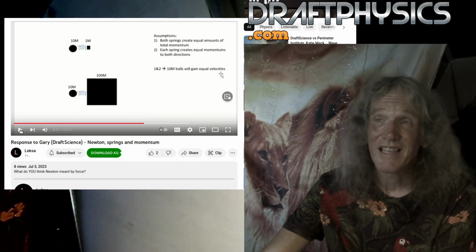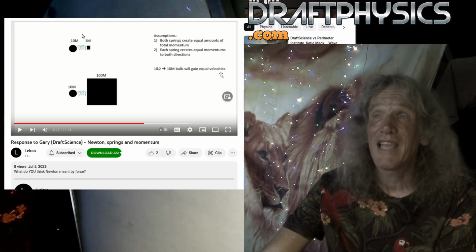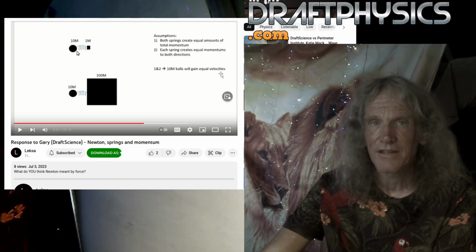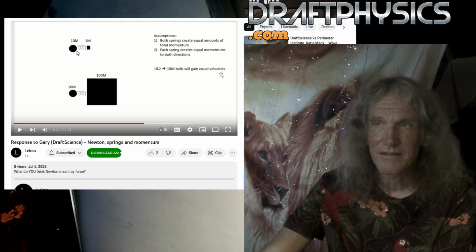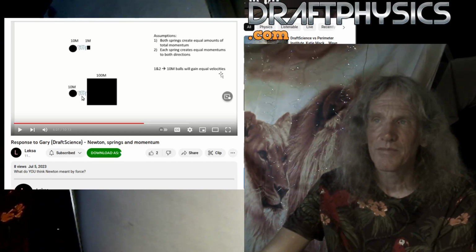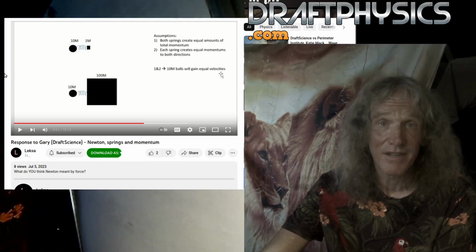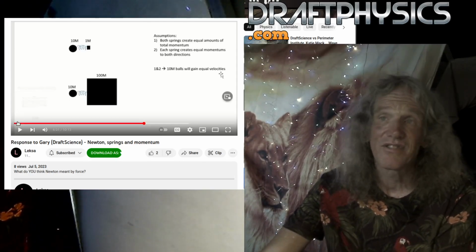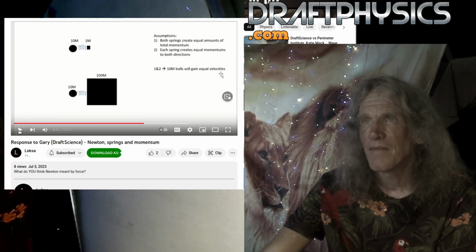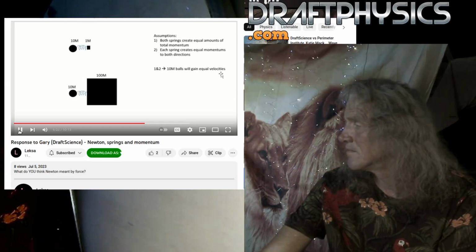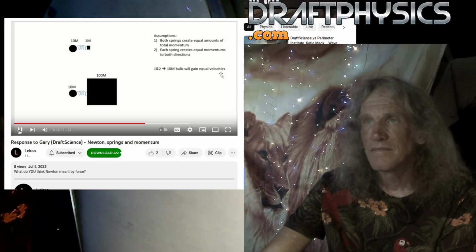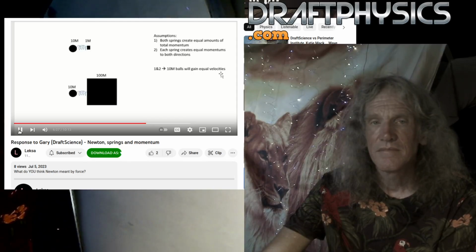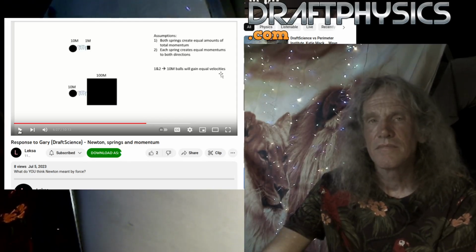Well, I'm just saying, you don't have any experimental evidence showing that to be true. There's no way that in these two experiments, this 10 mass is leaving with the same velocity. It's just not going to happen. And does this make sense to you? Does this seem reasonable? No. Yeah, that's a simple enough answer.